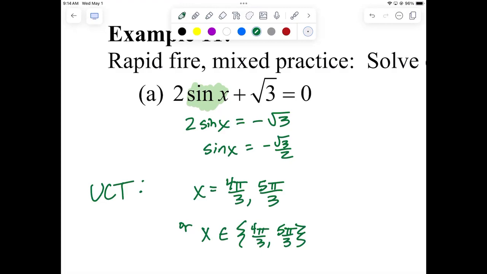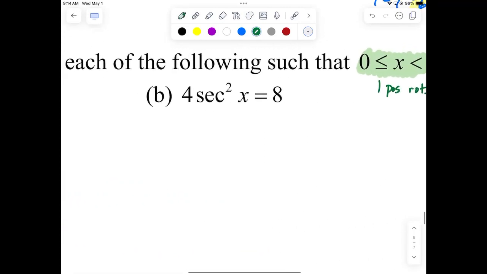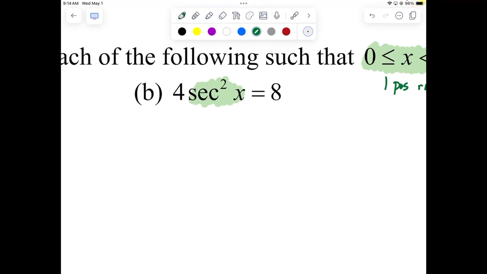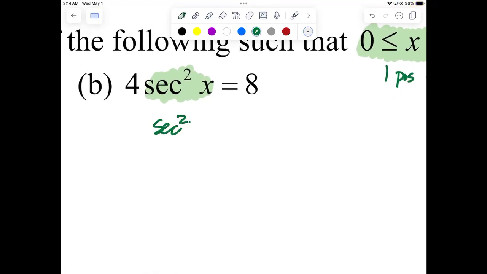Okay, so that was rapid fire. That wasn't too bad, right? We learned a little something though. Just because it's equal to 0 doesn't mean we want to keep it equal to 0. We've got to solve for the individual trig function. Okay, how many trig functions do I have in this equation? Just one, right? So do I want to get it equal to 0, or do I want to solve for secant squared? Just solve, right? So I want to keep secant squared of x on the left.